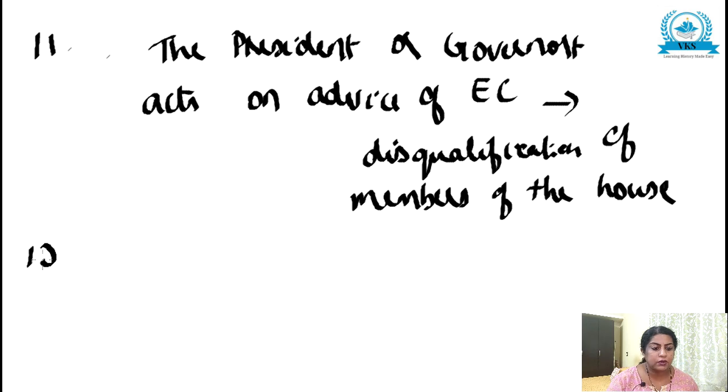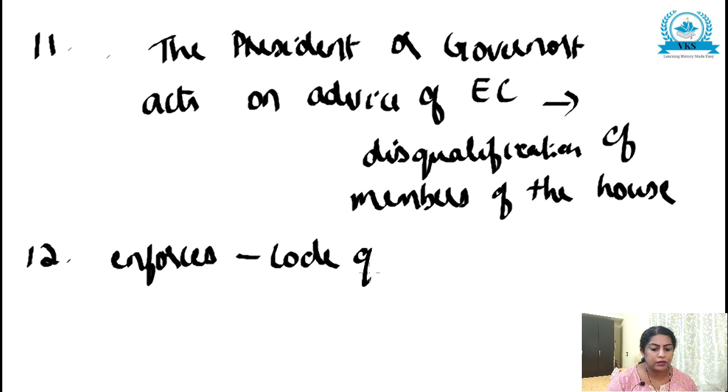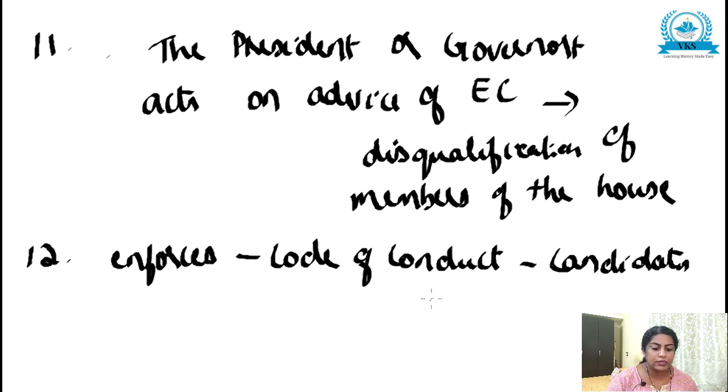The 12th one, it enforces the code of conduct for the candidates as well as political parties. The way of behavior and code of conduct is enforced by the Election Commission, both for the candidates as well as for political parties.